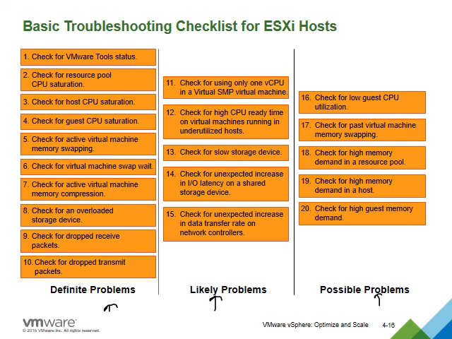But your definite problems, such as dropped receive packets, resource pool CPU saturation, active VM memory swapping, or an overloaded storage device, need to be checked. That's a definite problem that needs to be corrected almost immediately, because if you don't correct it, it more than likely will lead to bigger problems later on down the road.